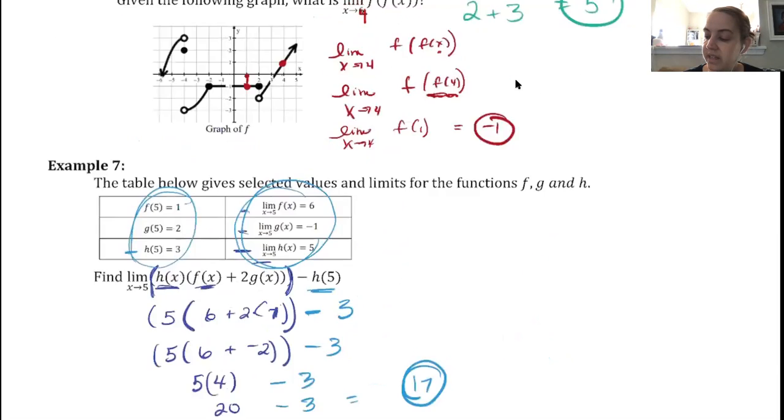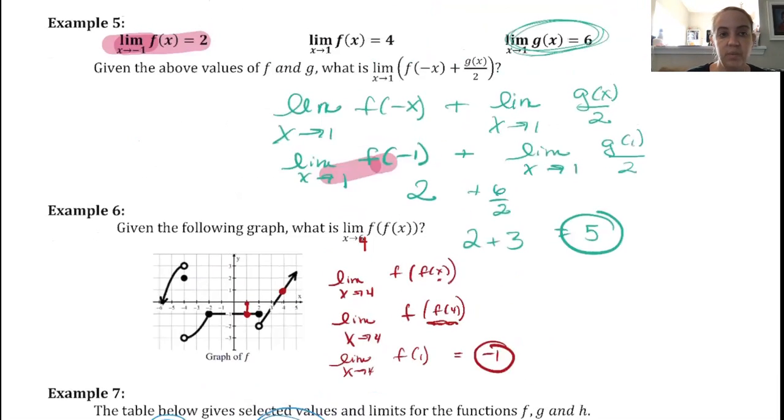So there you go, folks. We're looking at horizontal asymptotes and composition of functions with limits. So keep the questions coming, keep asking me, keep asking Mrs. Oakes, keep working through those practice problems.